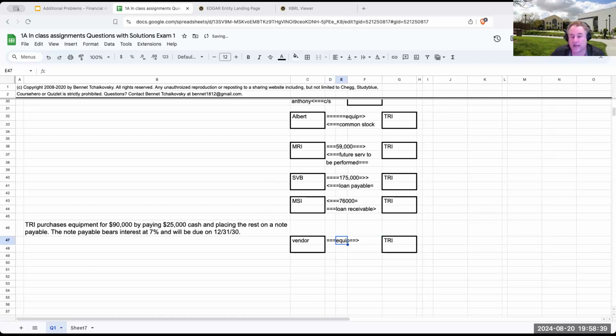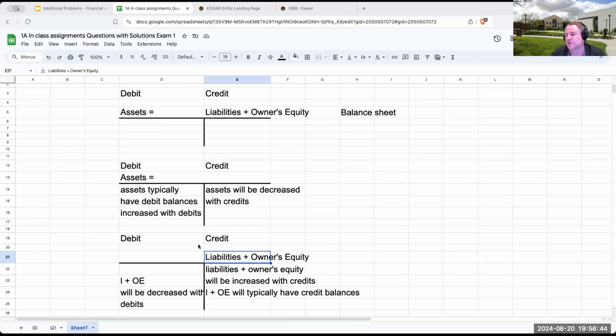Right. And so we're getting equipment of $90,000. Equipment is an asset unless it's a 7 Series BMW. I'm just kidding. No, I'm not.